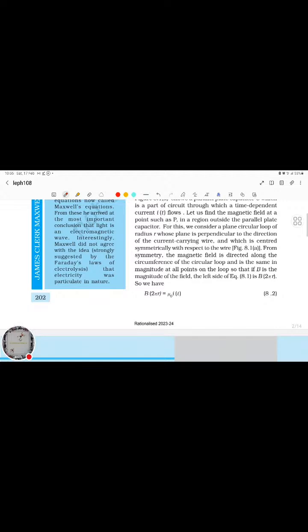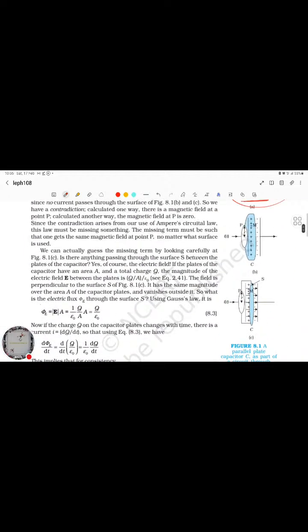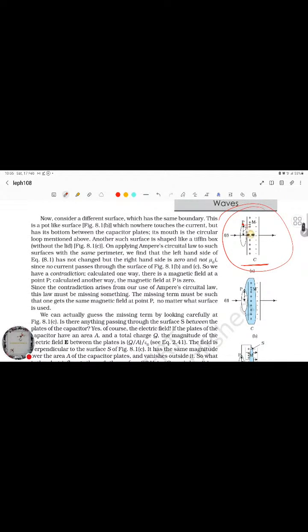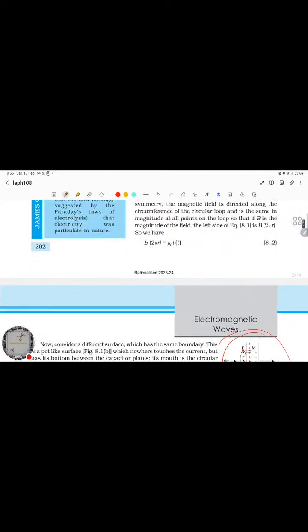The particular point P lies in the plane of this loop. whose plane is perpendicular to the direction of the current carrying wire and centered symmetrically with respect to the wire. So it must be symmetrically centered on the wire and it must be perpendicular to the current carrying wire, is what they are saying.